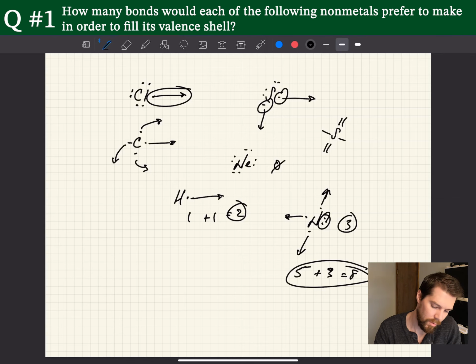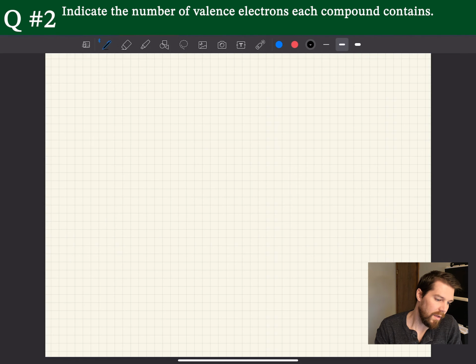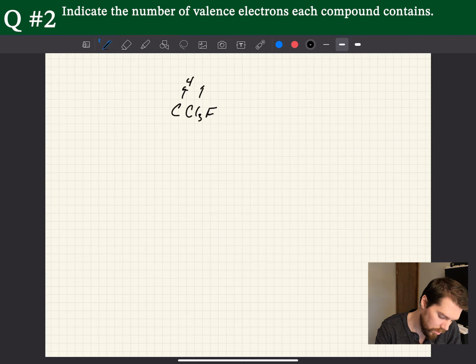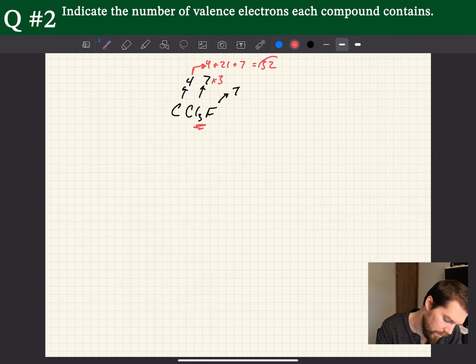We'll move on to number 2. Indicate the number of valence electrons each compound contains. In this, all we have to do is add together the group numbers. So carbon, that's 4. Chlorine, that is 7. Fluorine, that is 7. But I have 3 chlorine, so this would be 7 times 3. So we have 4 plus 21 plus 7, 28, that's 32.